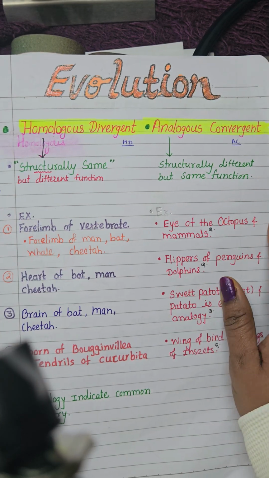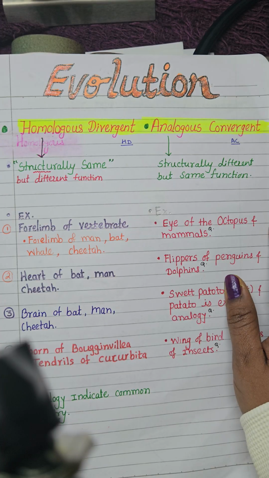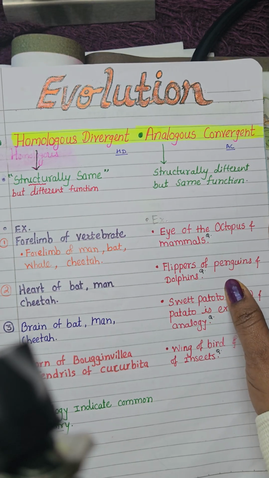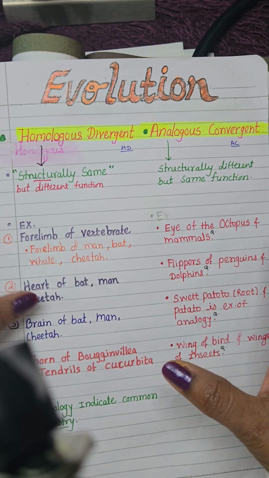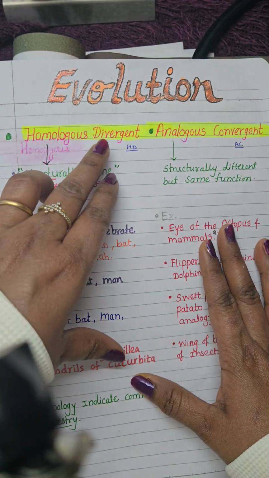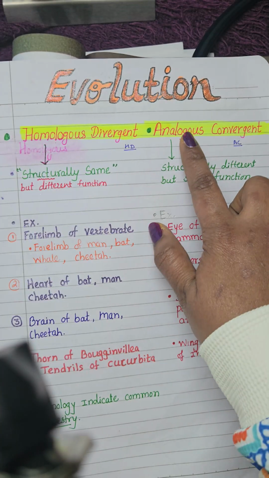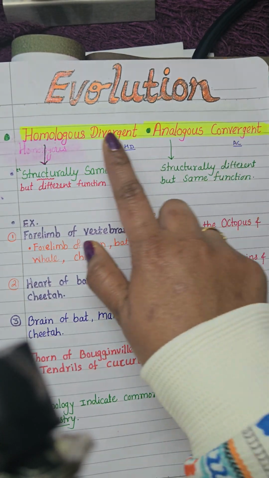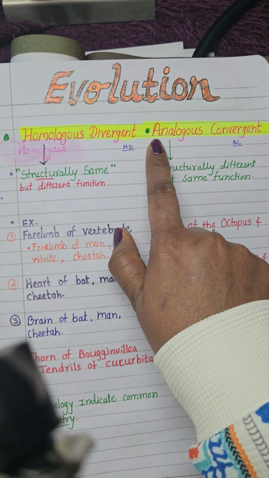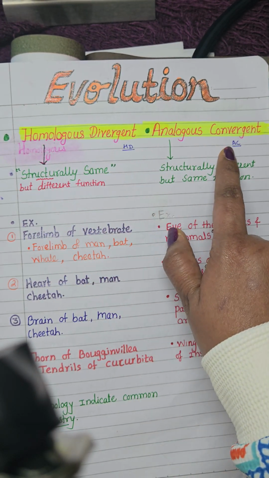Now let's start. Evolution में विकास सिर्फ शरीर का नहीं था, सोच का भी था. Please think on that. First, we will discuss a very confusing topic from evolution, that is homologous divergent and analogous convergent. Remember like this: homologous divergent HD and analogous convergent AC.